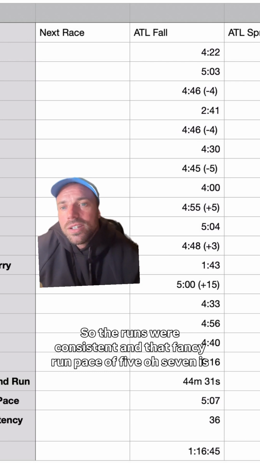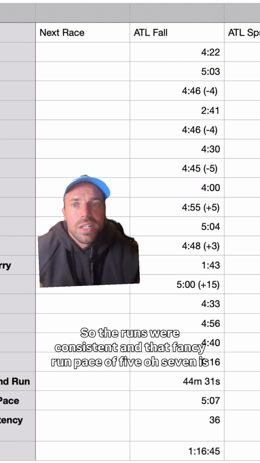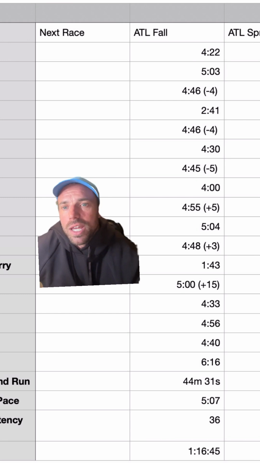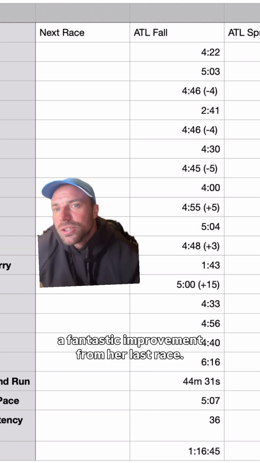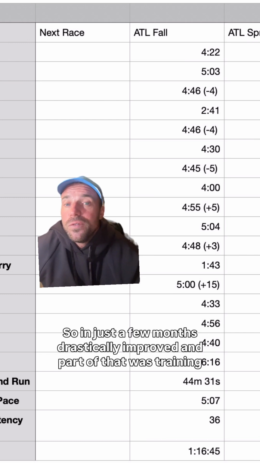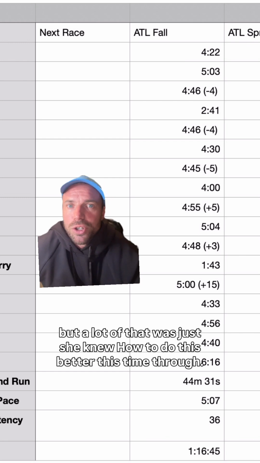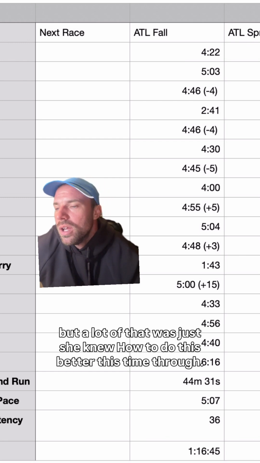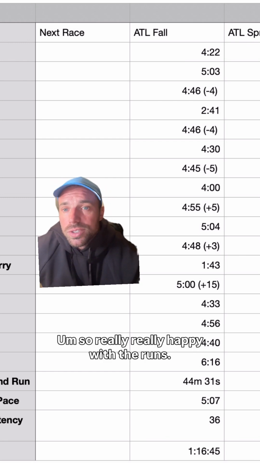So the runs were consistent, and that fancy run pace of 5:07 is really good for this athlete. A fantastic improvement from her last race. In her last race, she had a fancy run pace of 5:50. So in just a few months, drastically improved. And part of that was training, but a lot of that was just experience. She knew how to do this better this time through. So really, really happy with the runs, really happy with that.